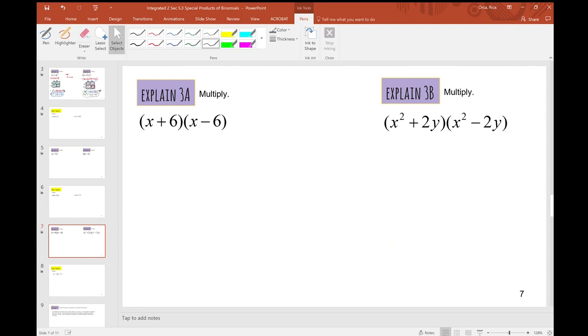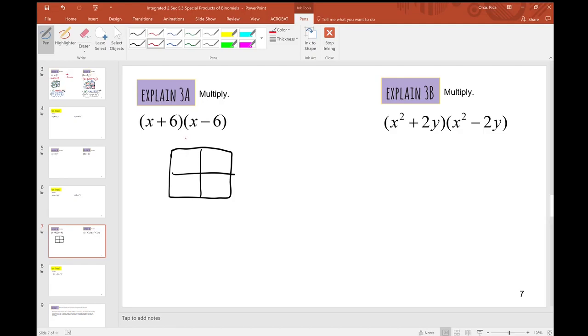Okay, class, here's another problem. We have (x + 6) times (x - 6). So for this problem, we have a binomial times a binomial. Let's use the box method to multiply this together. Our box is going to have 2 columns and 2 rows because we're multiplying a binomial to another binomial.